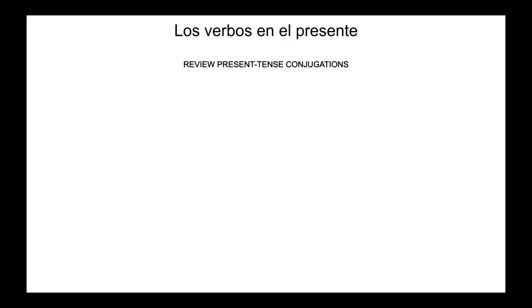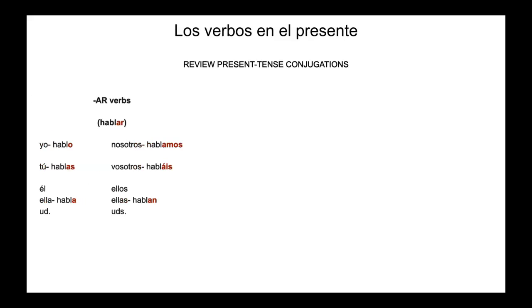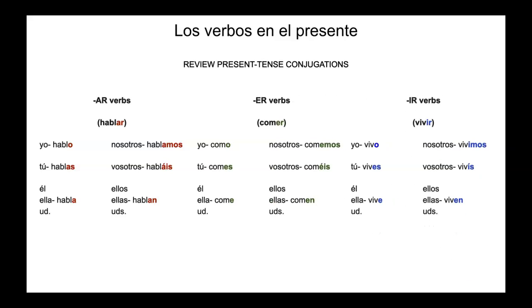Hoy vamos a repasar los verbos en el presente. These guys got all their endings. AR endings are in red. ER endings are in green. IR endings are in blue. We're going to write all these down today before we get going with our activity. And you'll thank me later. It's going to help you with this activity. So go ahead, find a piece of paper, get a nice pen or pencil, whatever you're comfortable writing with. Put the video on pause as you get those materials.